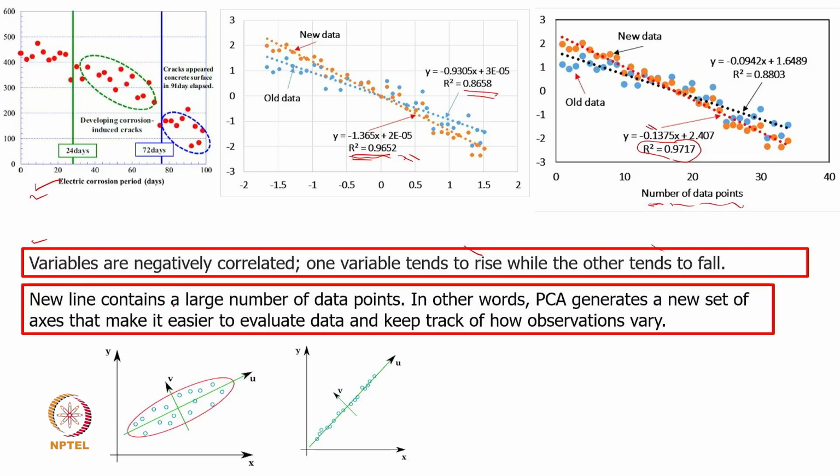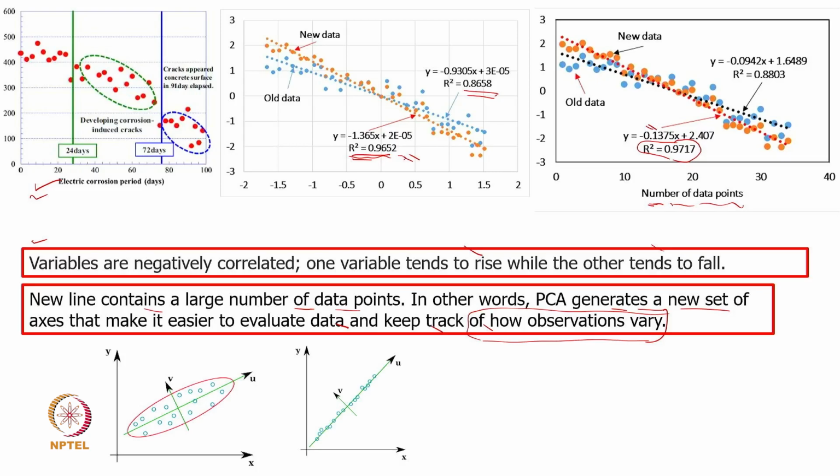And the second thing is that the new line which we are getting contains more data points around it. Earlier, naturally the variation was more and that is why the correlation coefficient was lower, while here in this situation more data points are around that line. That is why PCA generates a new set of axes that makes it easier to evaluate the data and keep track of how observations vary. That is why we are getting a better and better relation.